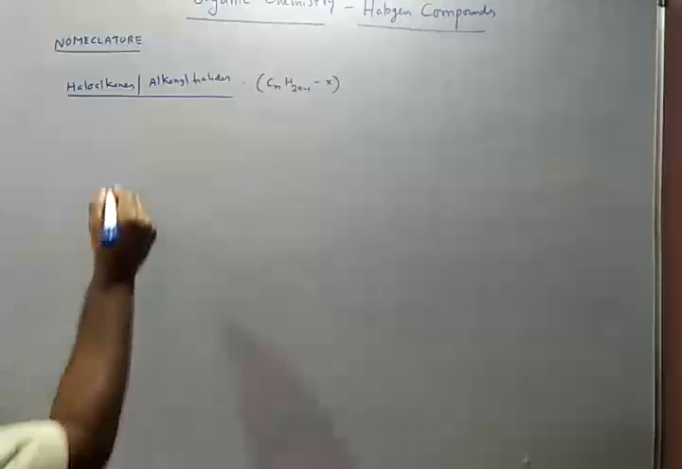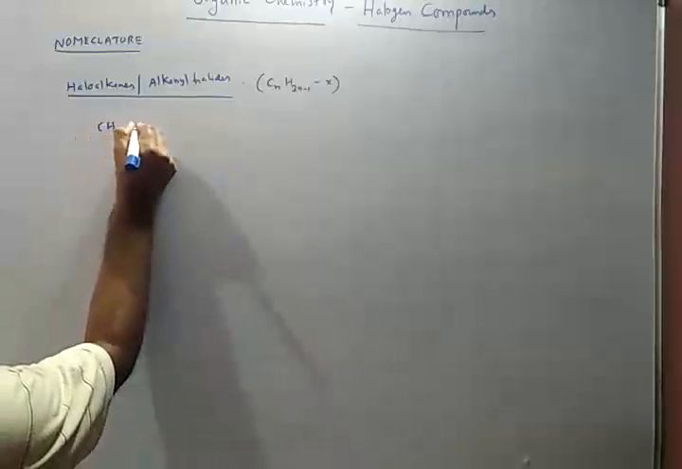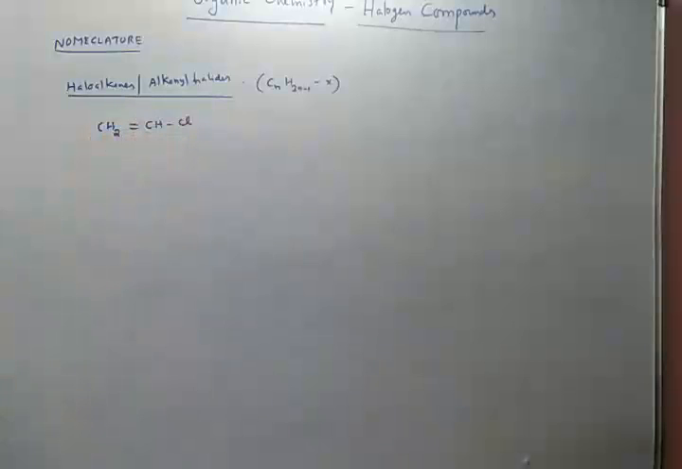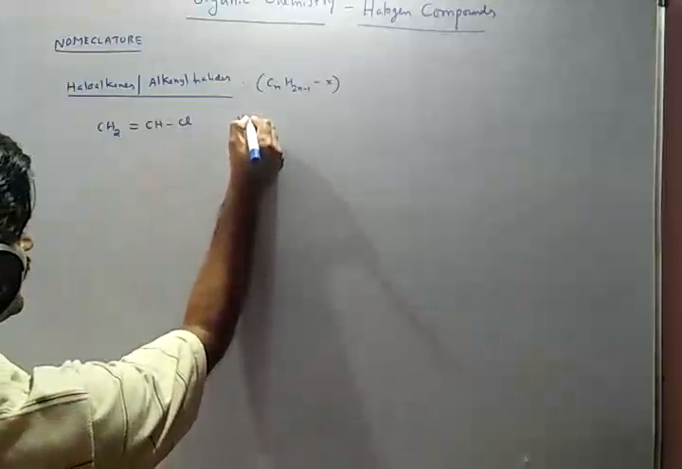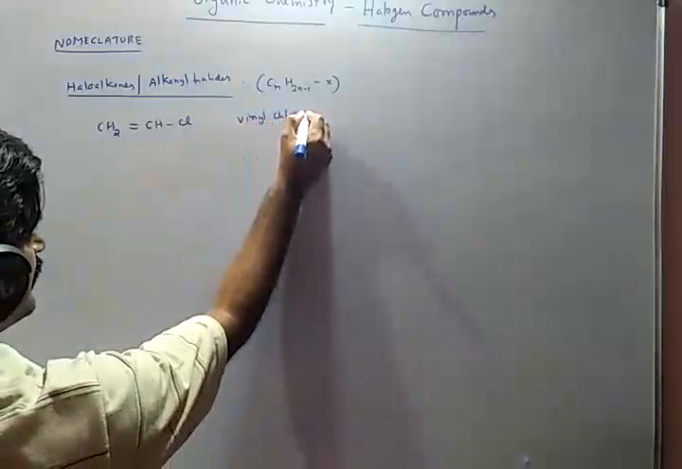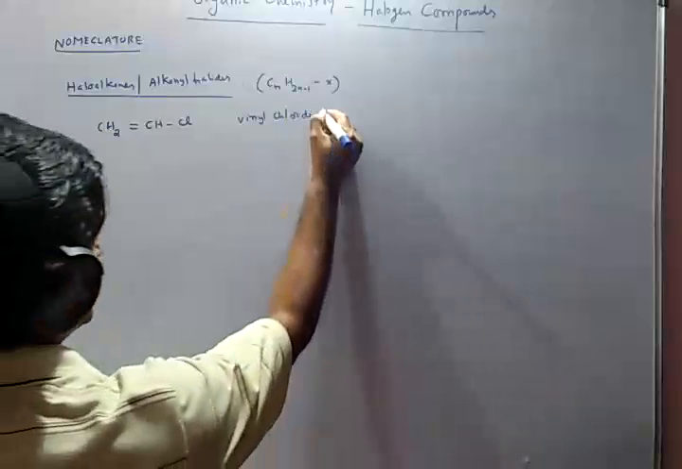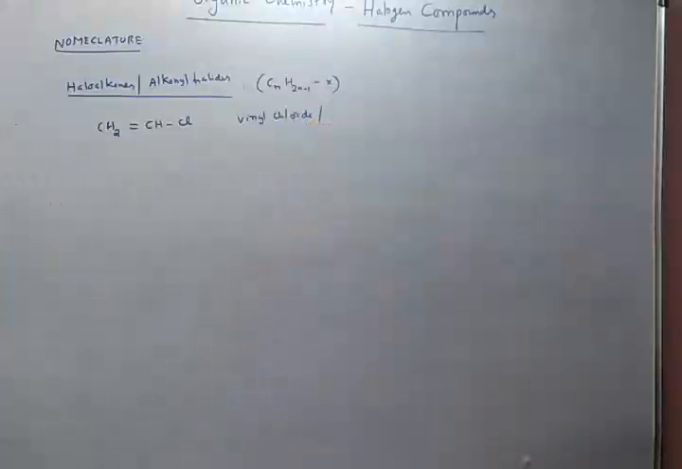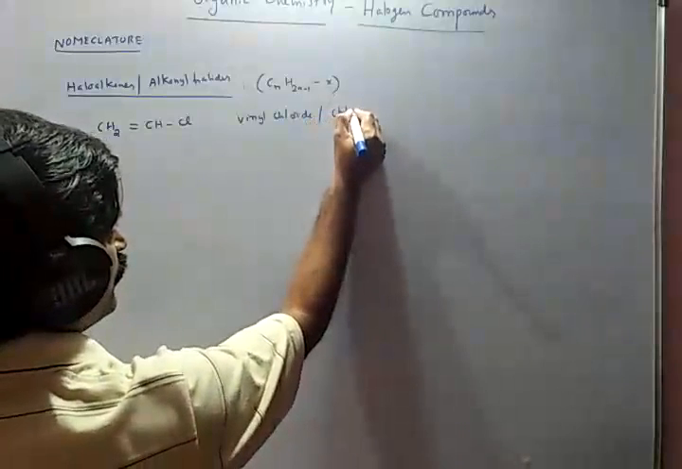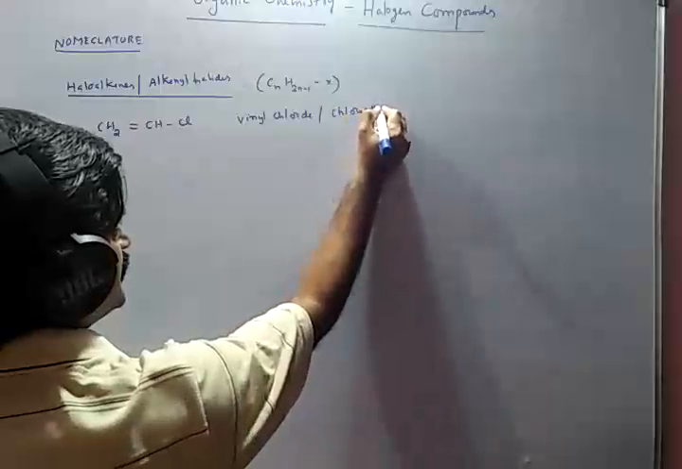If I write this CH2=CHCl, I can call it vinyl chloride. Its name is nothing but vinyl chloride. As per the IUPAC nomenclature, it is nothing but chloroethene.